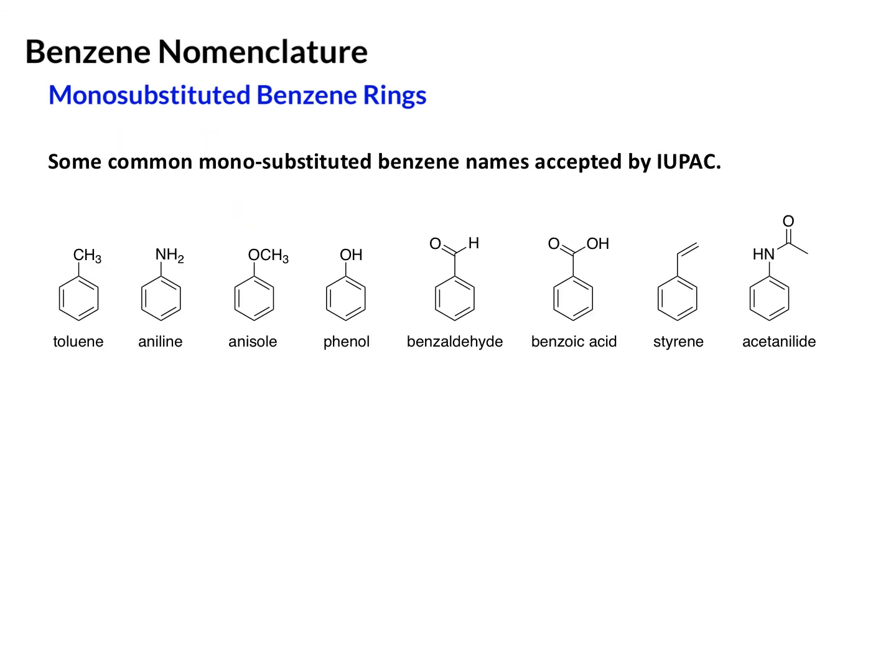I previously mentioned common nomenclature of benzene rings. And here are several monosubstituted benzene rings. For example, the first one, you could call that methylbenzene, but it has a common name which is known as toluene. The next one, if you have an amino group on benzene, that's called aniline. A methoxy group on benzene is anisole. An OH group on benzene is phenol. Don't confuse that with phenyl.